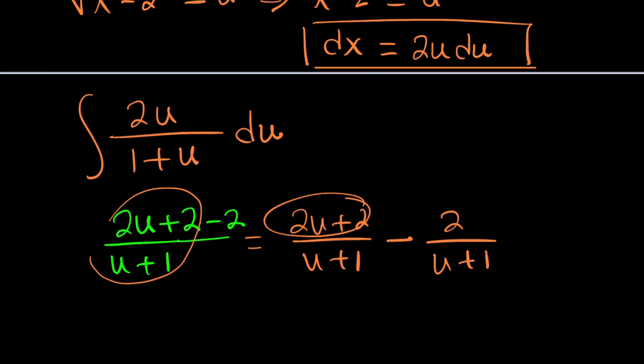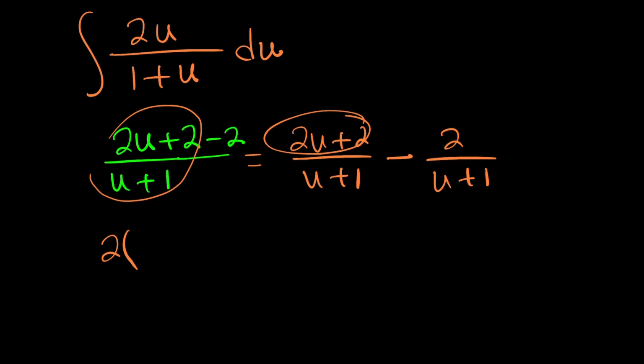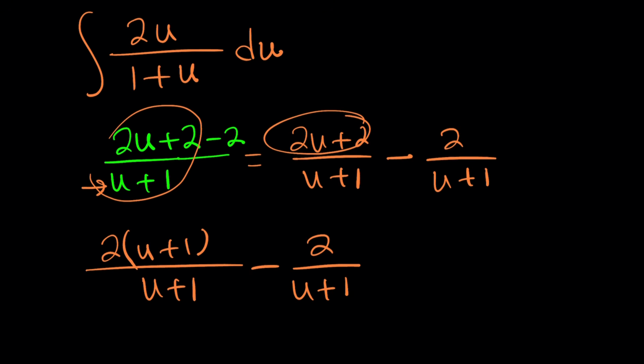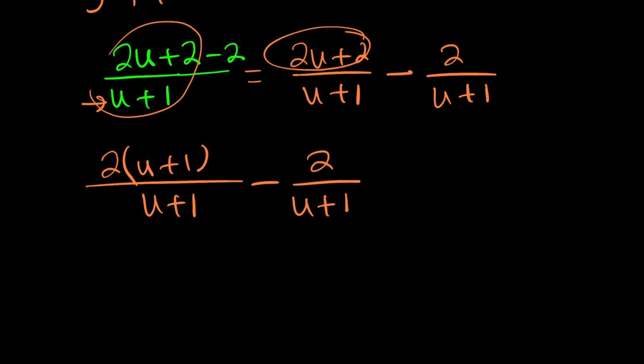Now, if you do factoring here, remember we told you u plus 1, if you double that, you get 2u plus 2, so you already know it's going to be 2 times u plus 1, and in the denominator, you have u plus 1, and then you can definitely go ahead and simplify this, right? U plus 1 is going to cancel out, and you're going to end up with something super simple. So this is basically how you can split it up into manageable pieces.